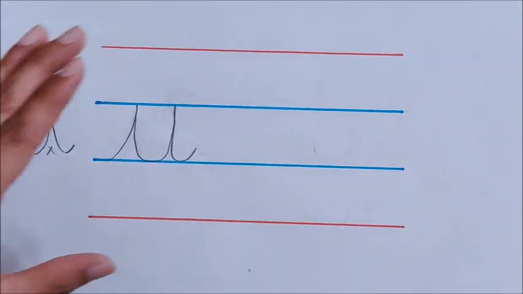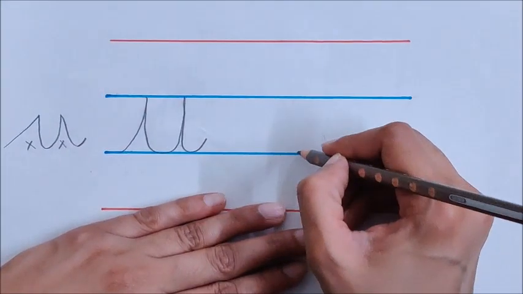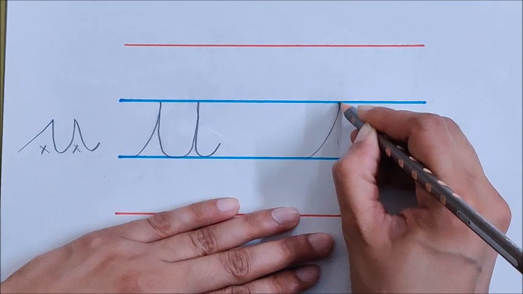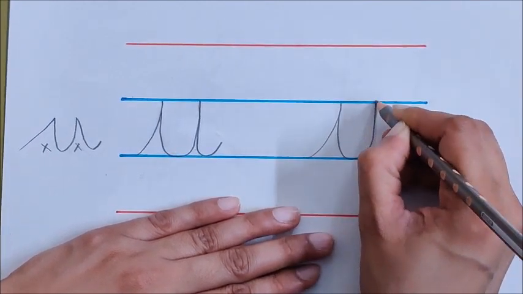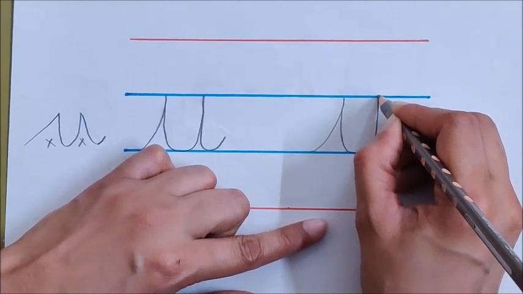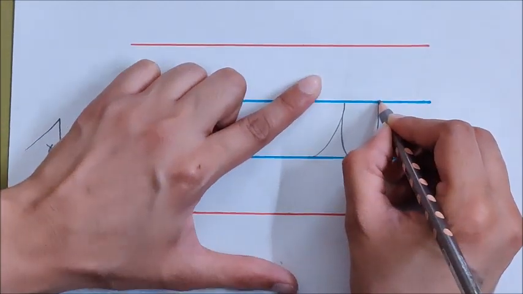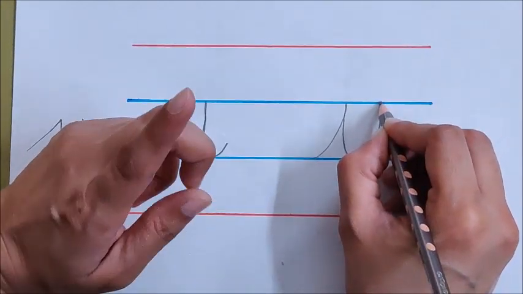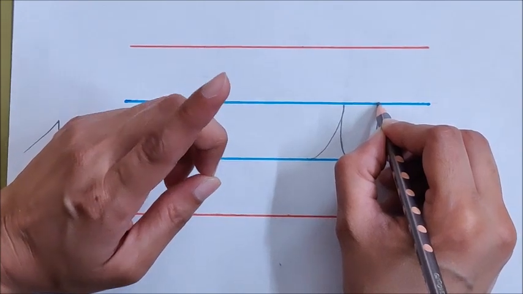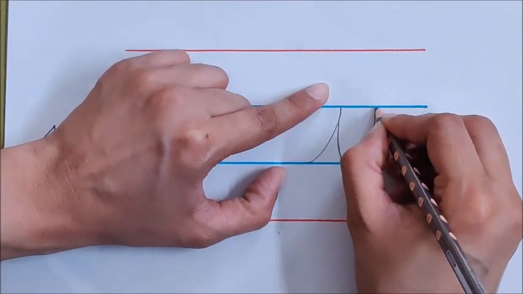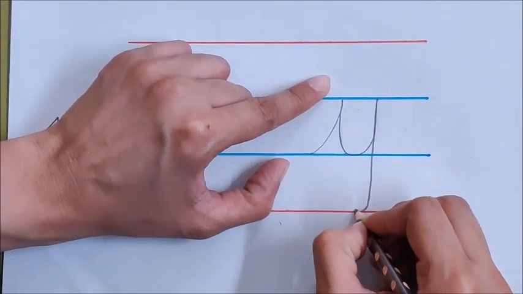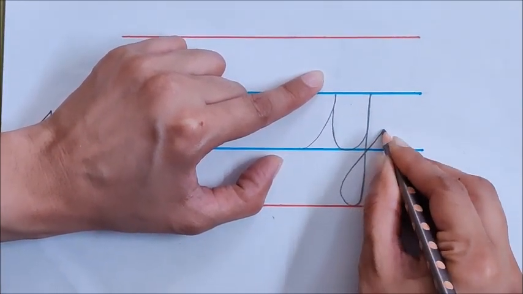Okay. Now to write Y, just like U, you will go up, then come back on the same line, go up, and on the same line, children, come down and make one. I'm lifting my pencil, but you will not lift your pencil. This is just to show you that on this line, you have to come back. Come down, touch the red line, go up, and a tail.